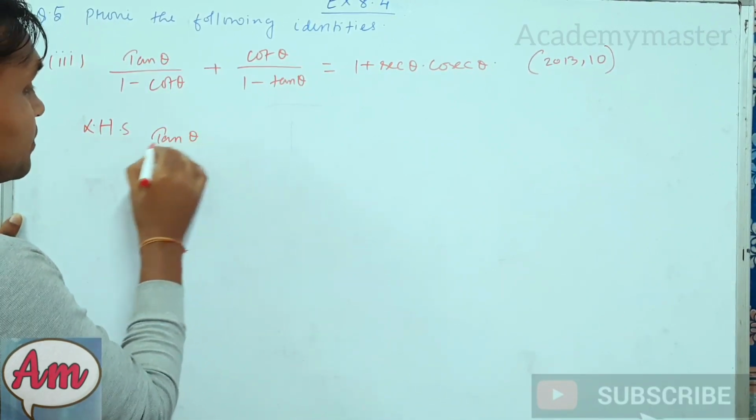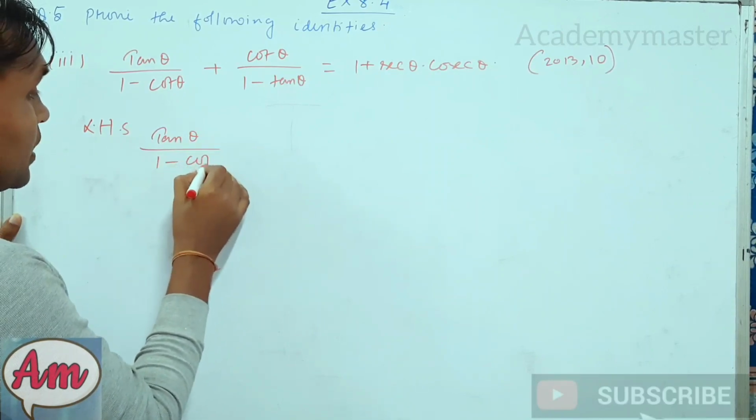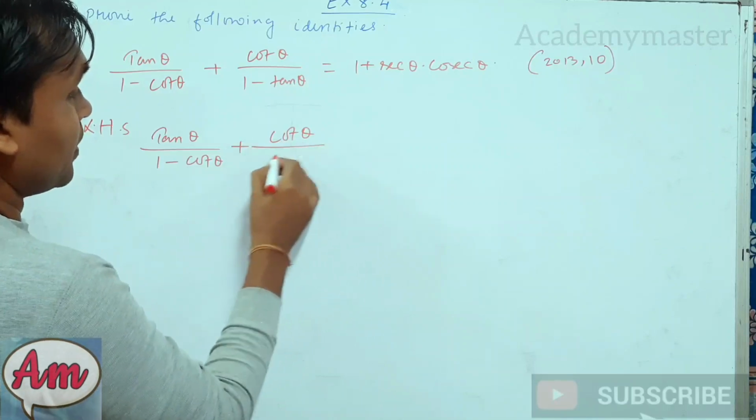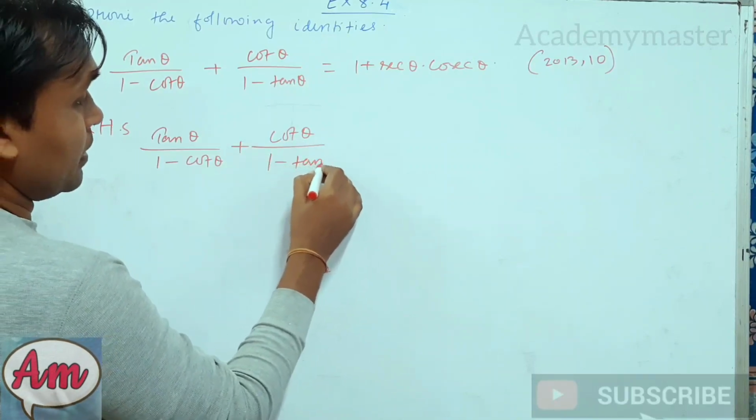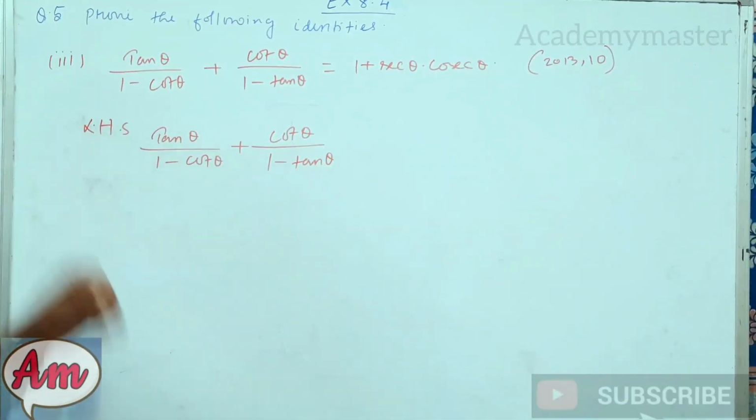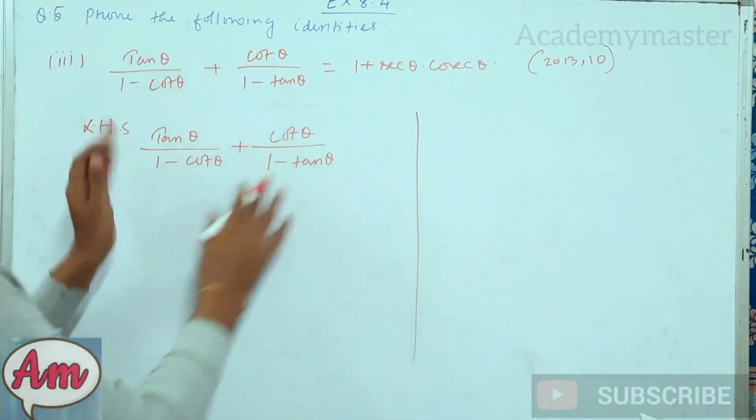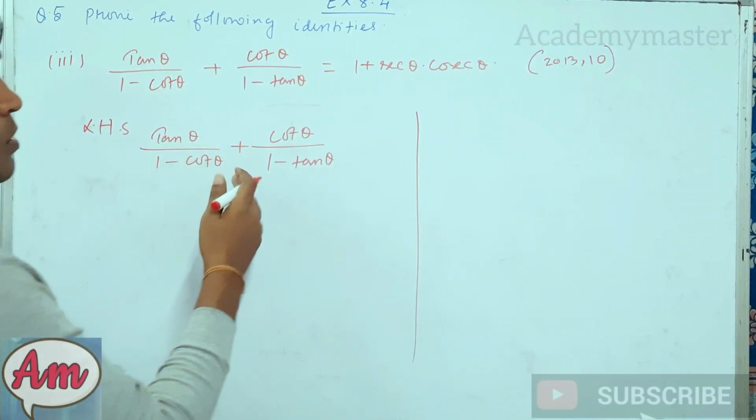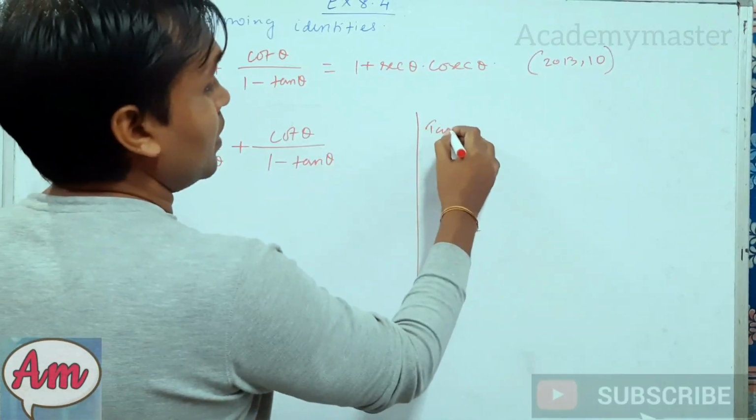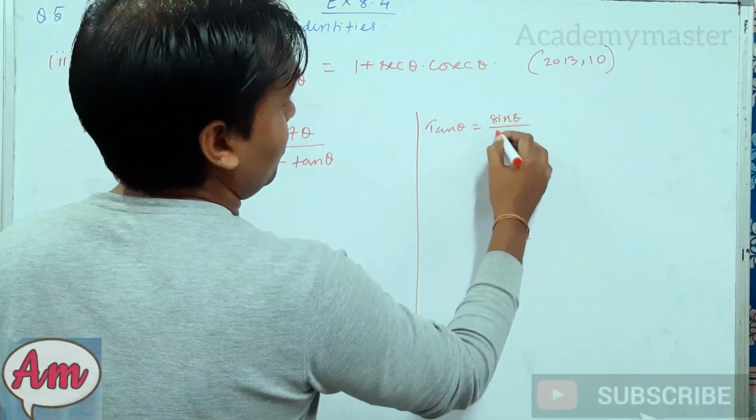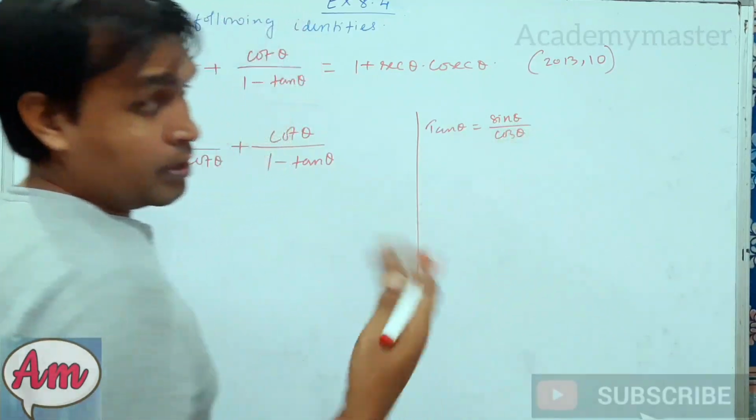So tan theta by 1 minus cot theta plus cot theta divided by 1 minus tan theta. Okay. Let's do it. So first of all, let us change everything in terms of sine and cos. So how to change? We know tan theta is equal to what? Sine theta by cos theta.